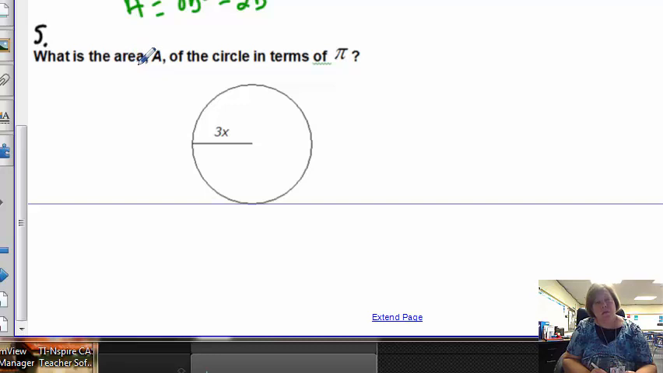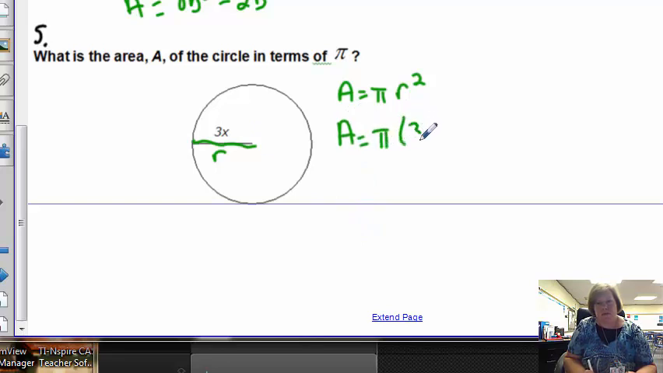Okay, here's another example of applying the simplifying expressions. So what is the area A of the circle in terms of pi? Okay, so we consult our formula chart, and area of a circle is found by multiplying pi times the radius squared. So we look over here at our circle, and the distance from the center to the edge is the radius. So R is going to be 3x. So we replace in our formula A equals pi, and then we have 3x squared.